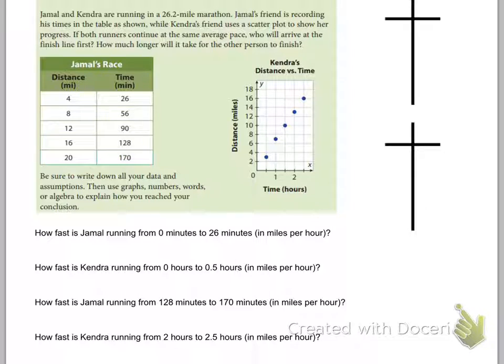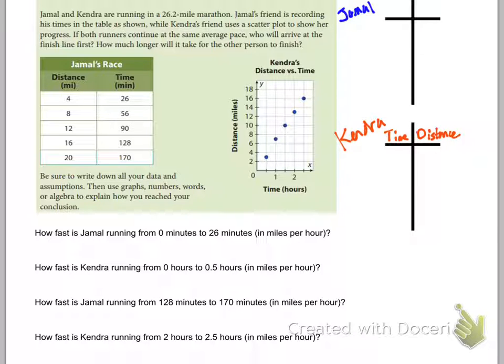Well, what we're going to do is figure out how fast they're going in different sections. But the problem is, you notice Jamal's race goes from miles and minutes, and Kendra's is talking about miles and hours. So first thing I want to do is make a table of both of these runners. Jamal's table will be on top, Kendra's will be on the bottom. There's time and distance. Time is the x for Kendra's graph, and distance is the y.